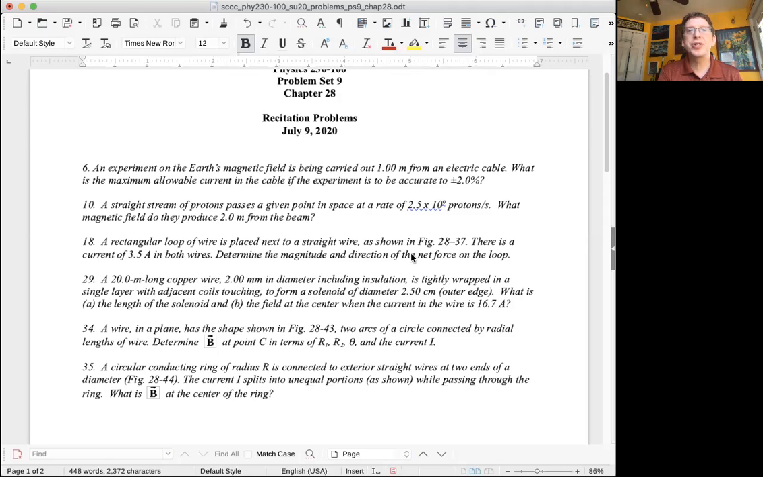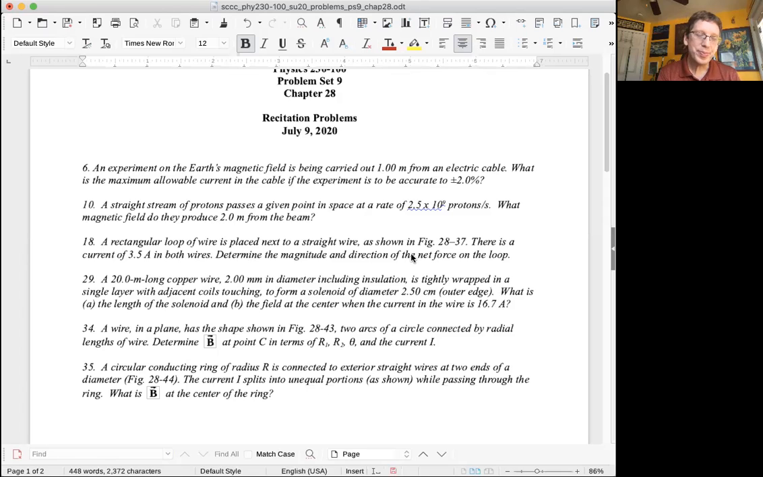Then we move on to number 10. A straight stream of protons passes a given point in space at a rate of 2.5 times 10 to the 9 protons per second. What magnetic field do they produce 2.0 meters from the beam? So you're going to have to convert that protons per second to coulombs per second or amperes, and then figure out what magnetic field they produce 2.0 meters from the beam.